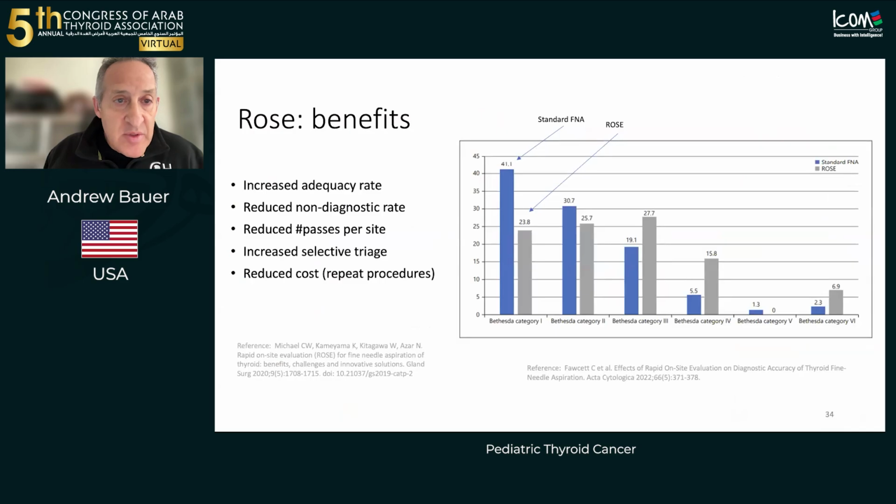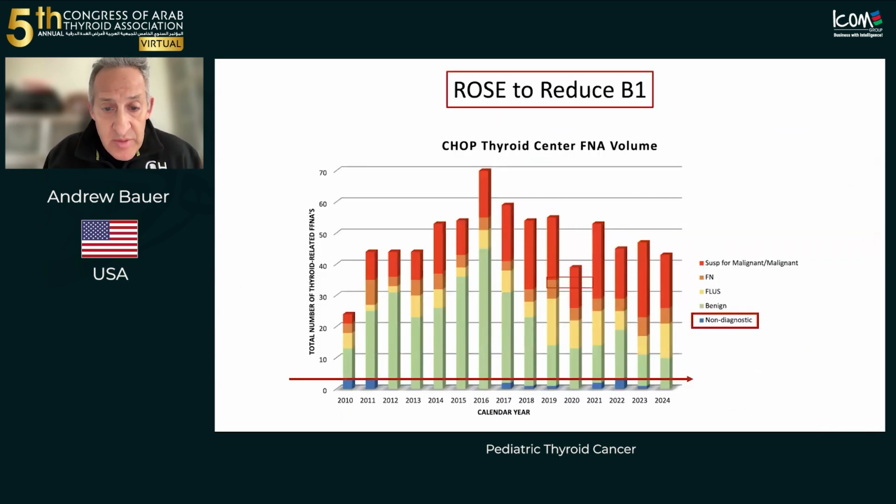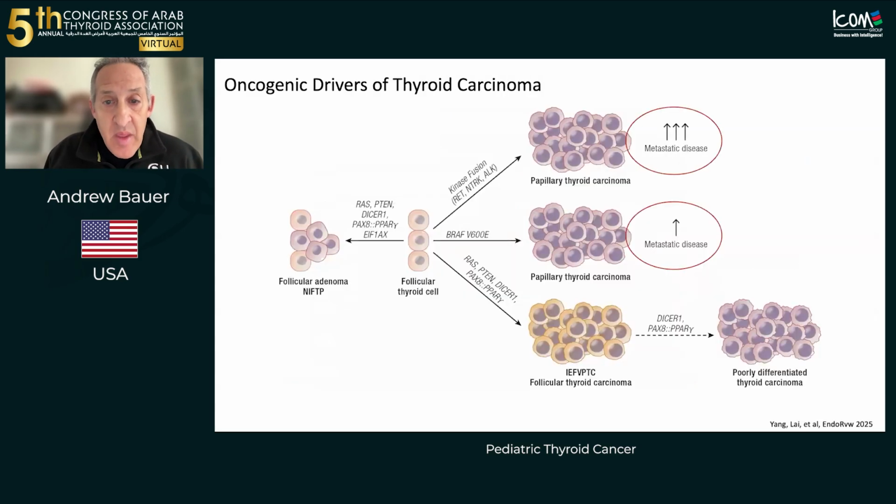So there's many benefits to ROSE if this can be incorporated into your practice. It helps increase the adequacy rate, decrease the non-diagnostic rate, and it can reduce the amount of time that the patient is under sedation to obtain the sample. We use conscious sedation. So our non-diagnostic rate, and this is over 800 or so pediatric patients for FNA, is less than 1% over the last 15 years of practice.